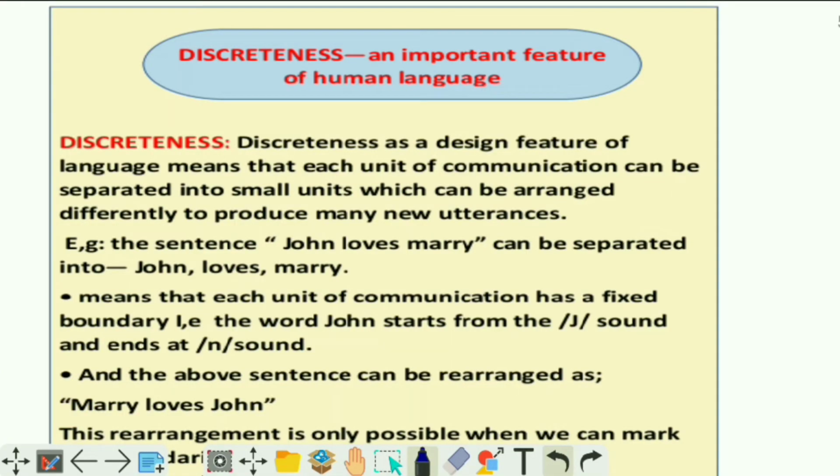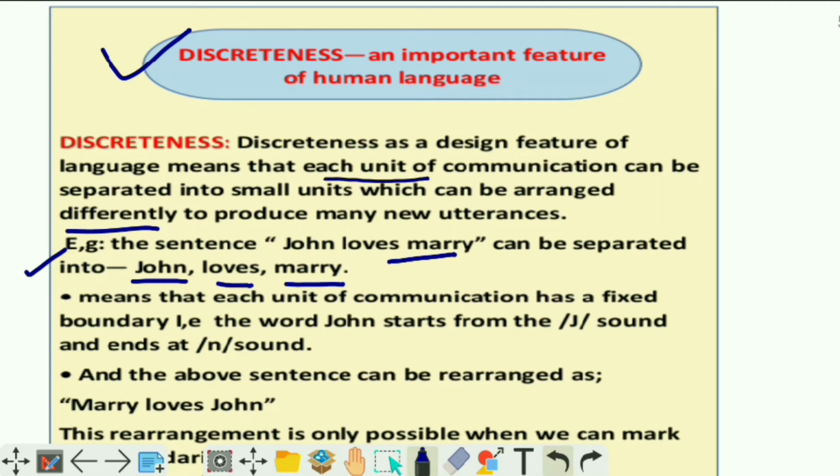Now, let us talk about discreteness as an important feature of human language. By discreteness, we mean that each unit of communication can be separated into small units which can be arranged differently to produce many new utterances. For example, we have the English sentence John loves Mary. This sentence can be separated into small units like John, loves, Mary. And this separation into small units is only possible when we know the word boundaries.